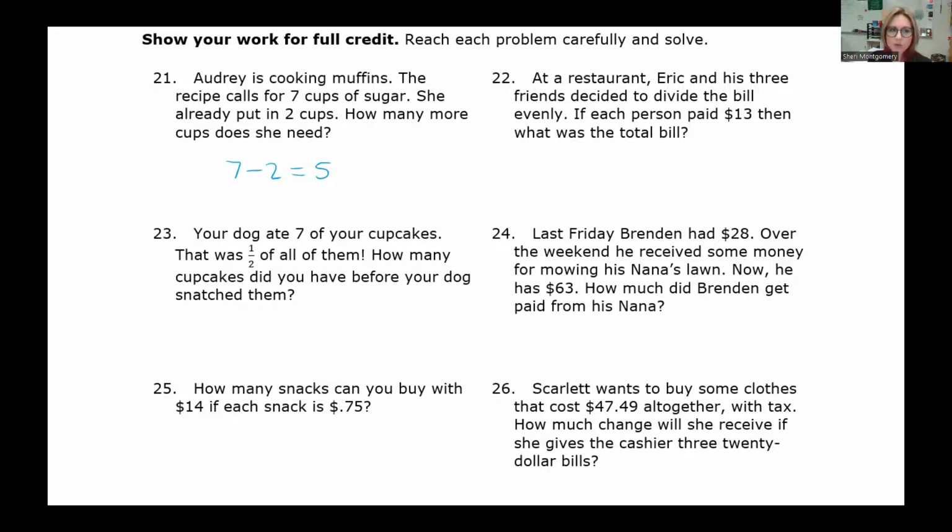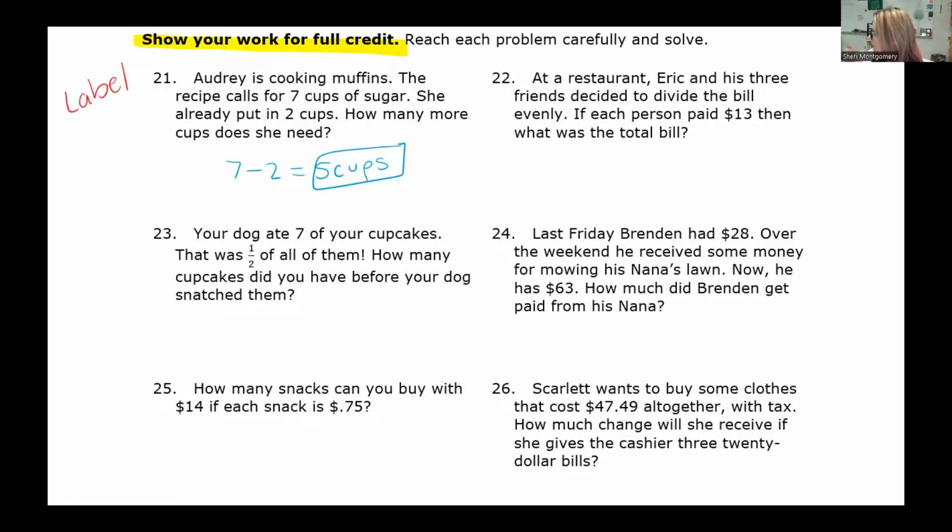Also, it says show your work for full credit. Not only that, you need to label. What does that mean? It means it's not just 5. Is it 5 cups? Exactly. So 5 cups, that's how you answer it. Easy.